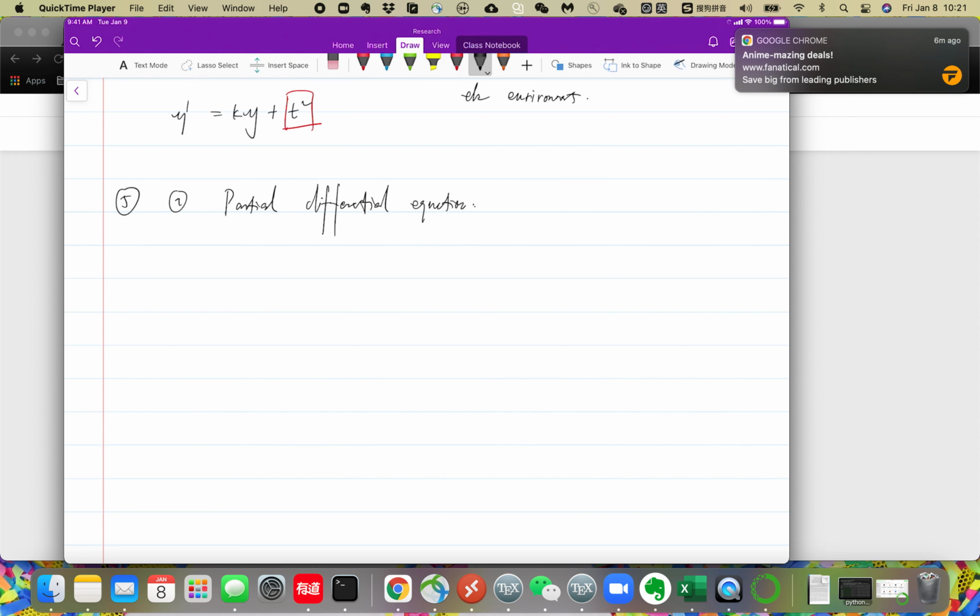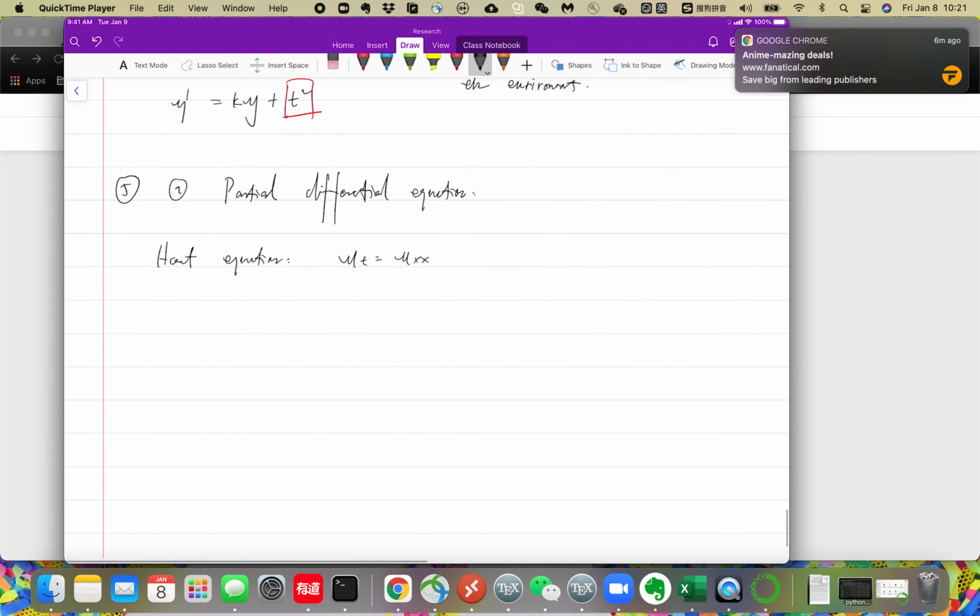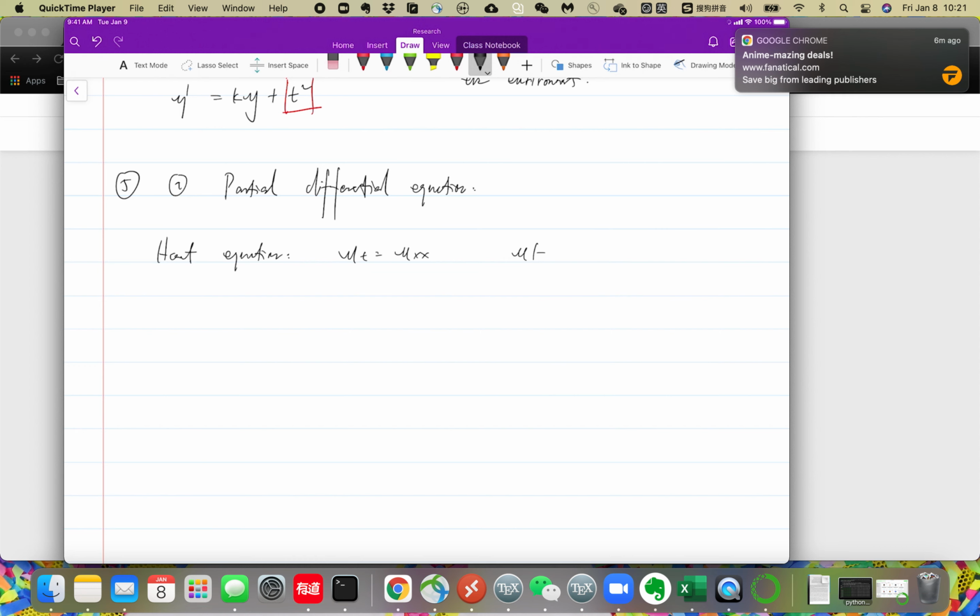We said a differential equation actually involves derivatives. A partial differential equation, of course, involves partial derivatives. Some famous ones are the heat equation, u_t equals u_xx, for one dimension. From here, you can see your u is going to be a function of time and location.